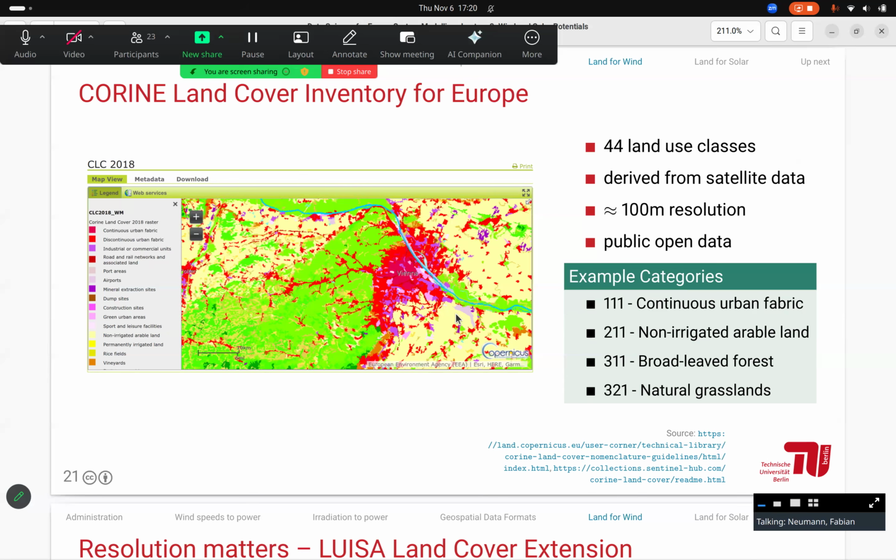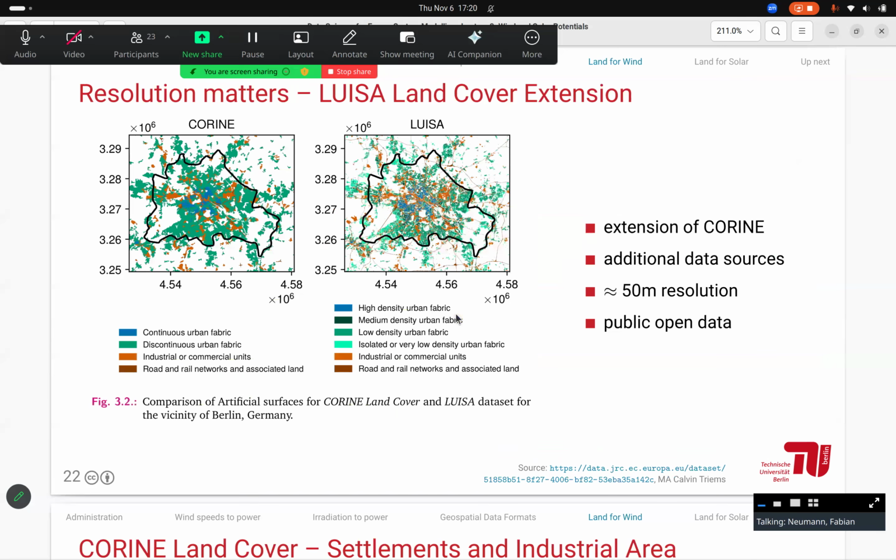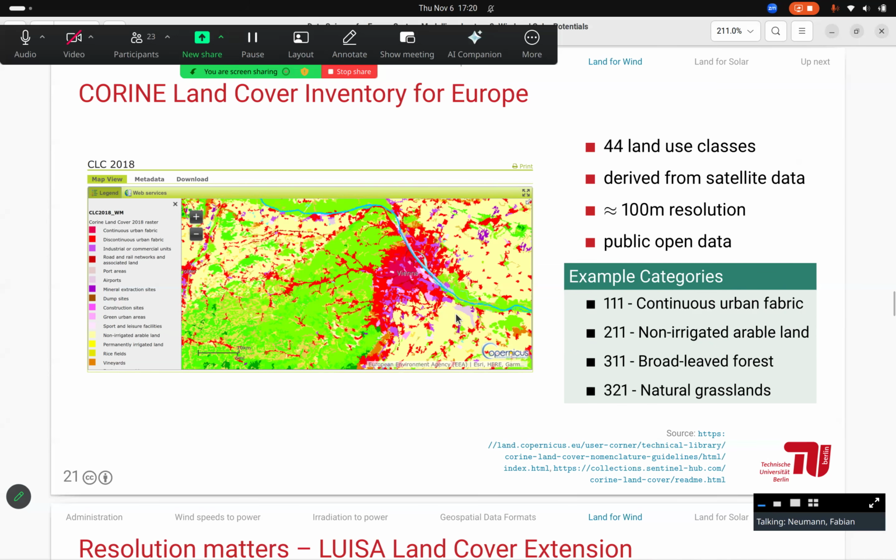Classes could be grasslands, broadleaf forest, arable land or fields, or continuous urban fabric. And this is, of course, useful in several ways. We could, for example, use this to exclude later on all the raster cells that are forest, because we don't want any forest to be used for wind turbine development. We could also exclude the cells marked as urban area, as well as some distance to them. This data set is at 100 by 100 meter resolution, so for countrywide studies, that's probably enough.